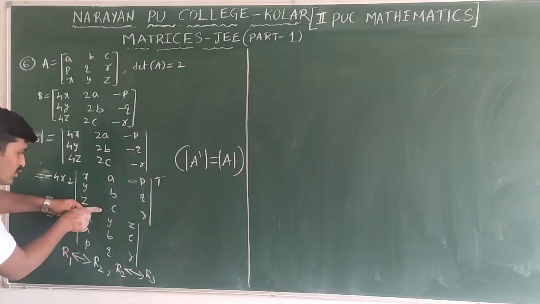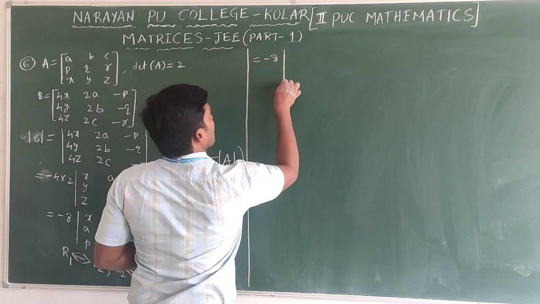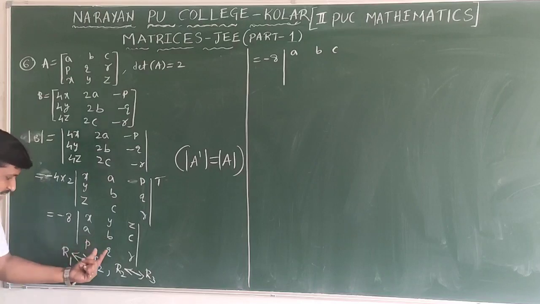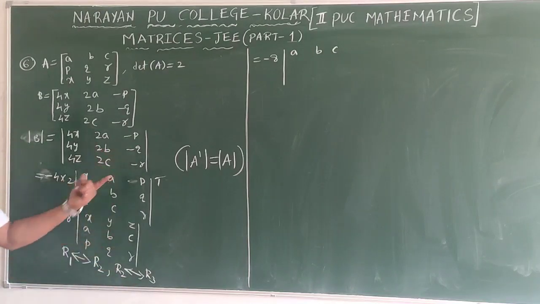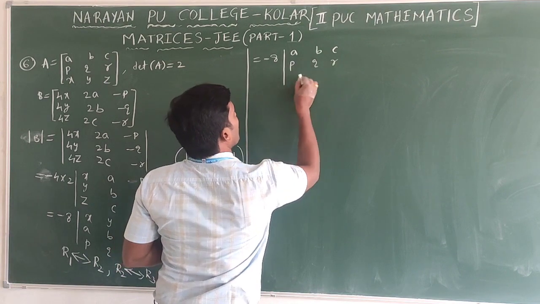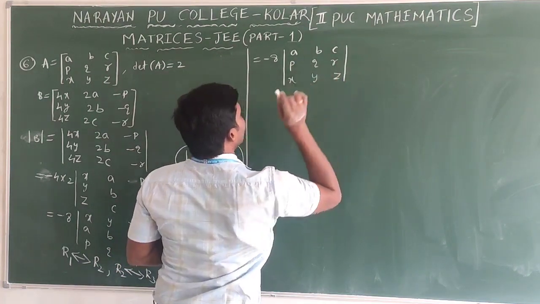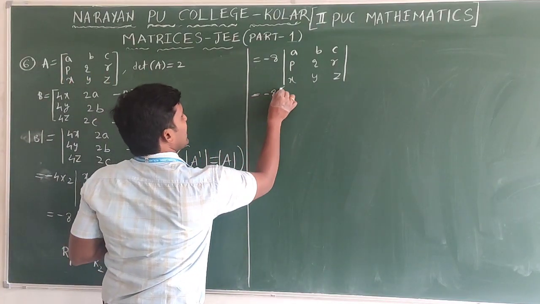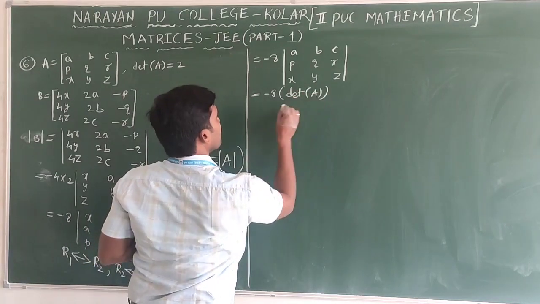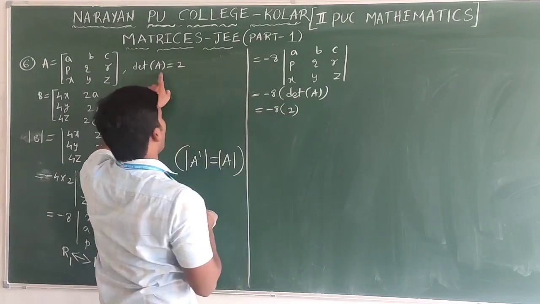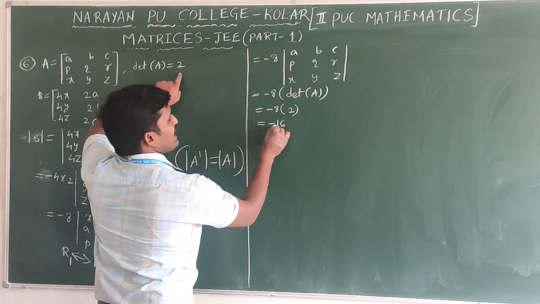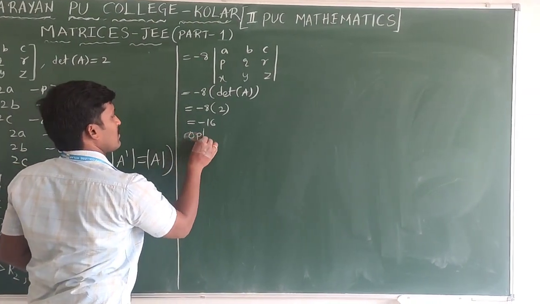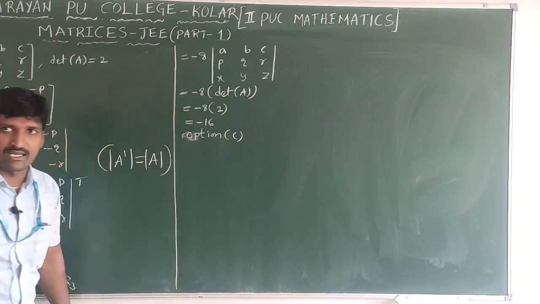Now first, this a, b, c will go to the first row. Now x, y, z will come to the second row. Again the second row and third row we interchange. That's why p, q, r will come to the second row, and last x, y, z. This is clearly det of which matrix? A matrix. That's why minus 8 into det of A, how much is given? 2. That's why this is minus 16. Which option is correct? Option C is the correct answer.